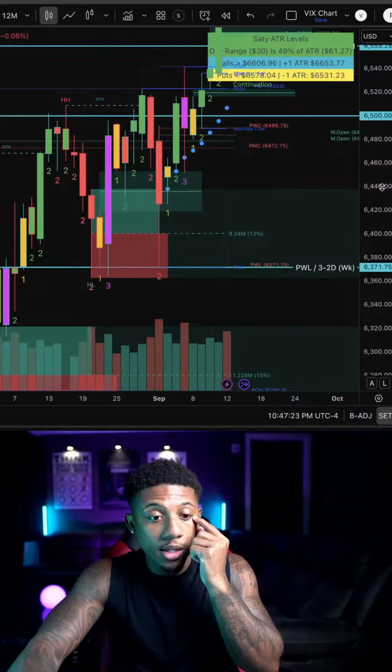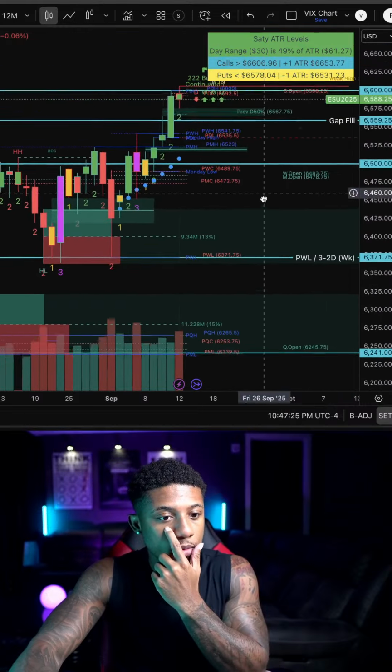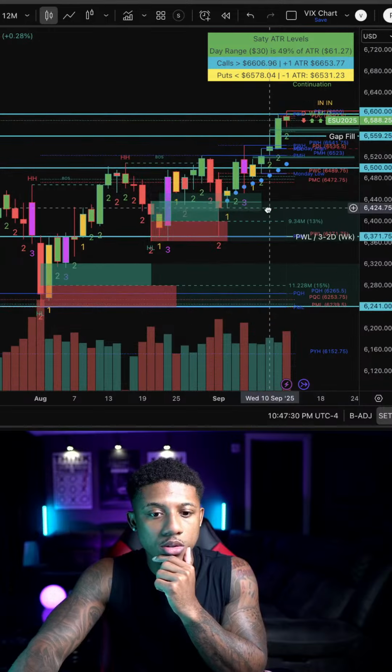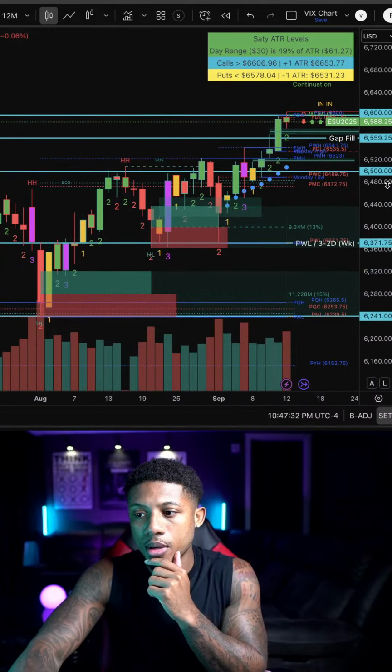So here on the SPX, these are like the main levels here. Obviously on the daily time frame, let me go ahead and just kind of minimize this a tad bit.